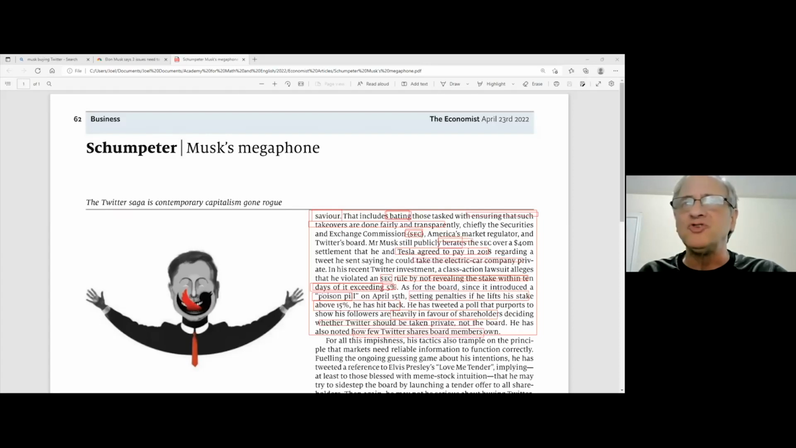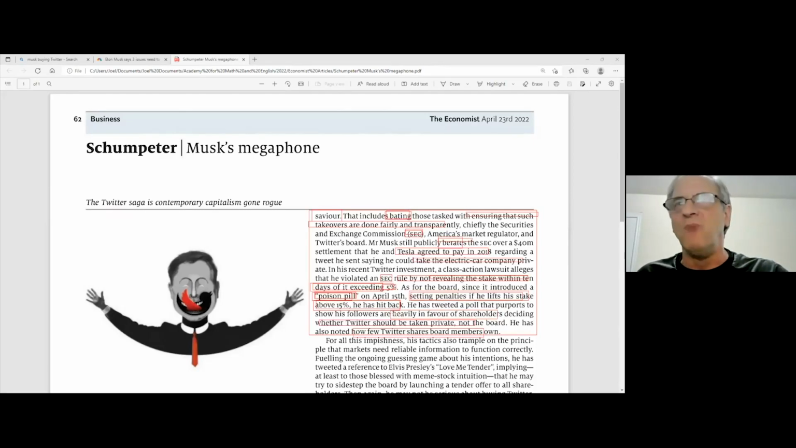So the board introduced a poison pill. Now, it's not literally what a poison pill is. You know, if you take a pill and it's poison, you would die, right? That's the literal meaning of a poison pill. But in business, a poison pill is something different. The poison pill they did sets penalties if he lifts his stake above 15%. So what the company did, they found out he has 9%, and they're saying, okay, we're going to put a rule in. If he owns more than 15%, there's going to be penalties. See, because they don't want him to buy it out.